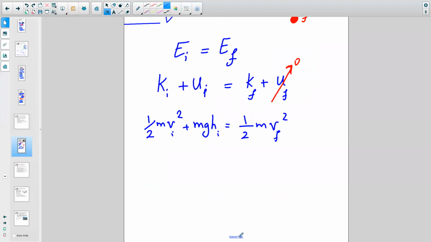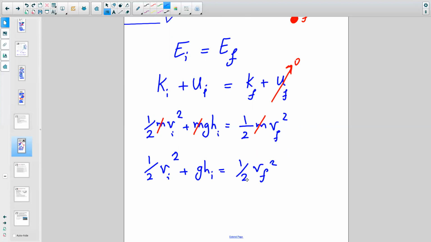All right, if you factor out m from either side, I can cancel the m. Then I have half v initial squared plus g h initial equals half v final squared. And what are we looking for here? We're looking for this v final.